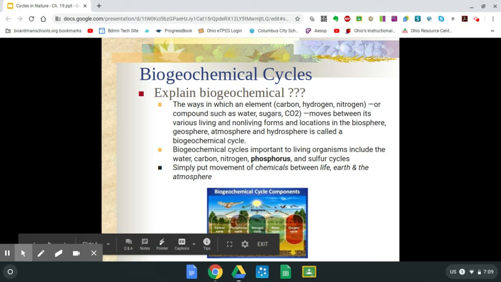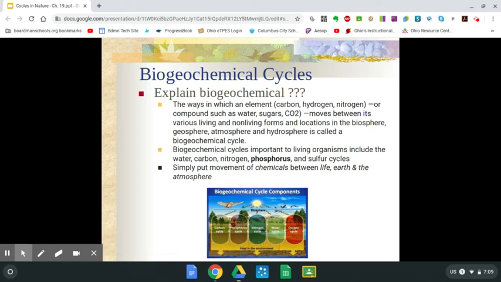Long drawn out definition is the ways in which an element, such as carbon, hydrogen, and nitrogen, and you know there's 100 more, or compounds such as water, sugars, and CO2, move between its various living and non-living forms and locations in the biosphere, geosphere, atmosphere, and hydrosphere is called a biogeochemical cycle. Biogeochemical cycles important to living organisms include the water, carbon, nitrogen, phosphorus, and sulfur cycles. And again, there's a lot more. We are going to just look at 3: water, carbon, and nitrogen.